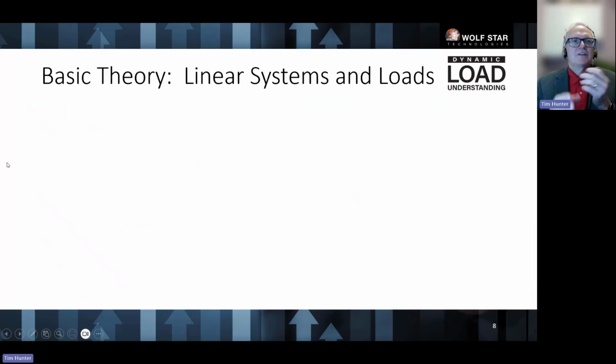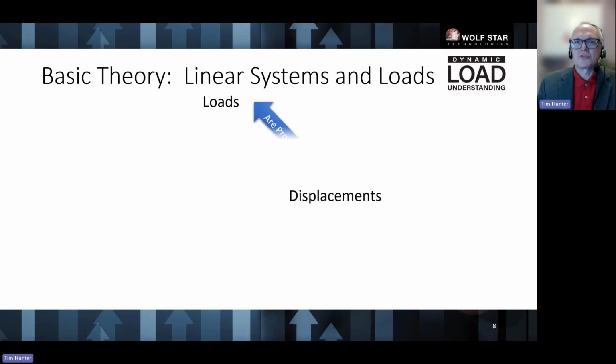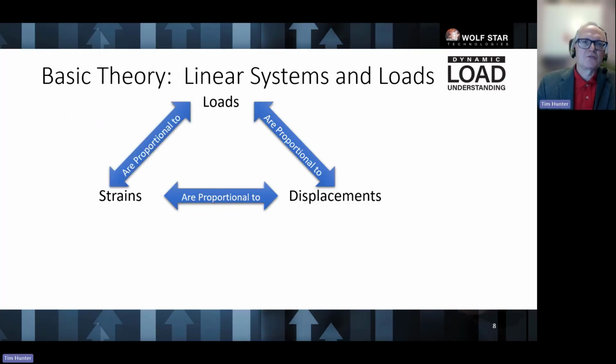So the theory on how this TrueLoad stuff works is all based on linear systems and loads. Linear systems are where loads are proportional to displacements, displacements are proportional to strains, and strains are proportional to loads. This is a linear system. We fully realize everything in life is nonlinear, but we're turning your structures into a load transducer. So we're going to target the nominal linear portions of the structure.